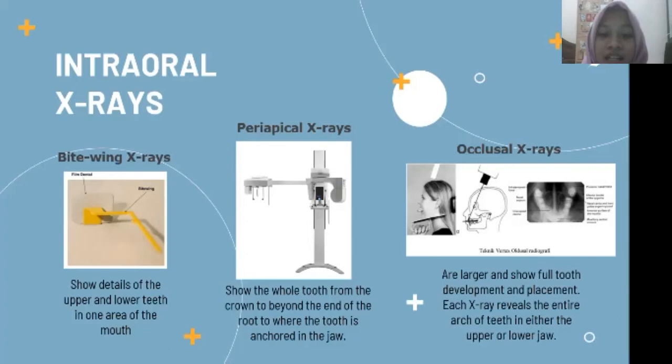Next is periapical X-ray. Periapical X-rays show the whole tooth from the crown to beyond the end of the root to where the tooth is anchored in the jaw, and are used to detect any abnormalities of the root structure and surrounding bone structure. Next is occlusal X-ray. Occlusal X-rays are large and show full tooth development and placement. Each X-ray reveals the anterior arch of the teeth in either the upper or lower jaw.